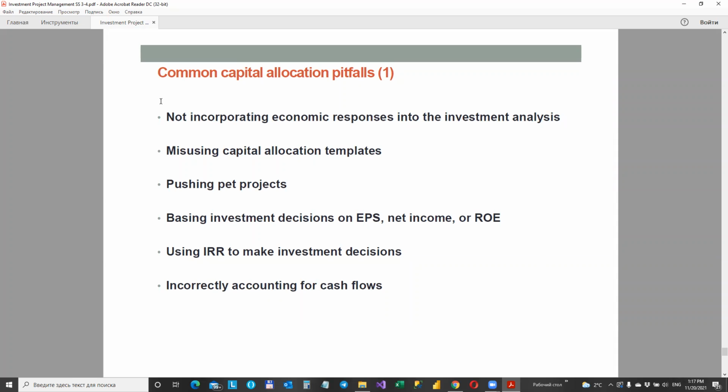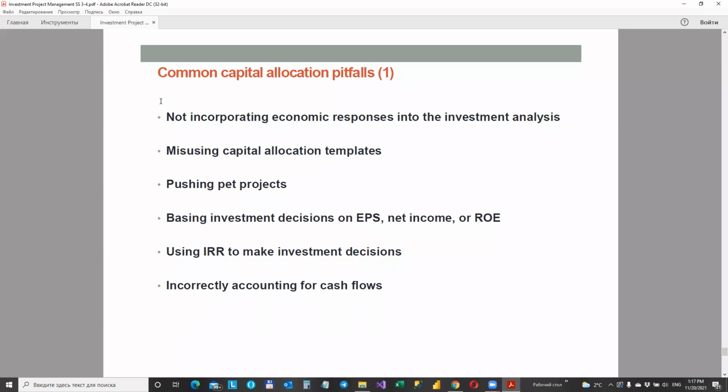There are also other pitfalls, like basing investment decisions on earnings per share, net income, or return on equity. Companies sometimes have incentives to boost earnings per share, net income, or return on equity, and many investments, even those with strong NPVs, do not increase these accounting numbers in the short run and may even reduce them. Paying too much attention to short-run accounting numbers can result in a company choosing investments that are not in the long-run economic interest of its shareholders.